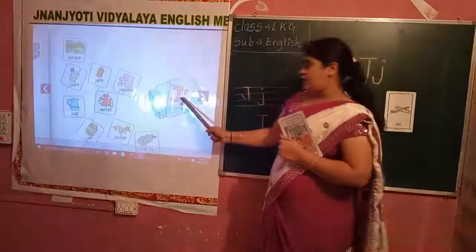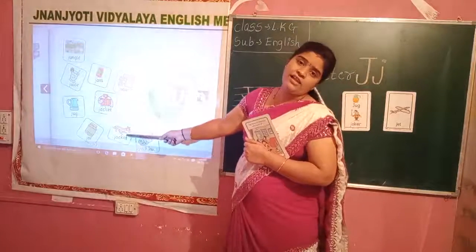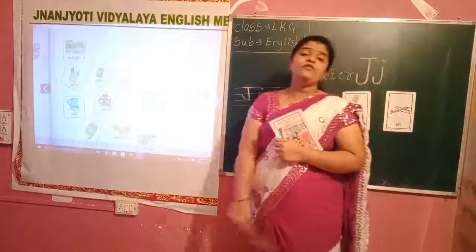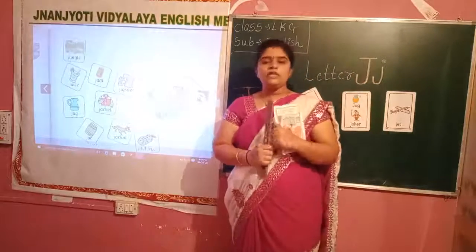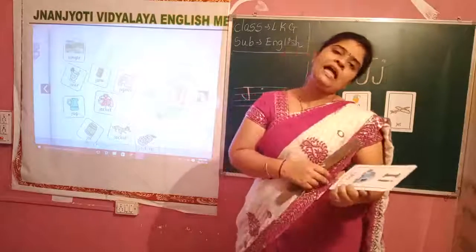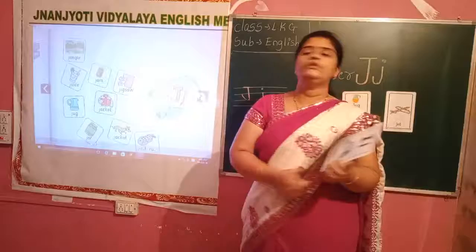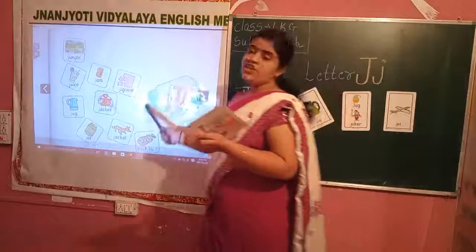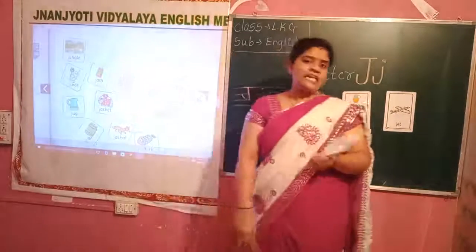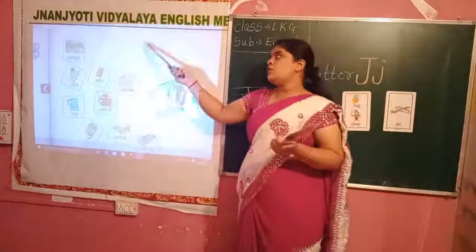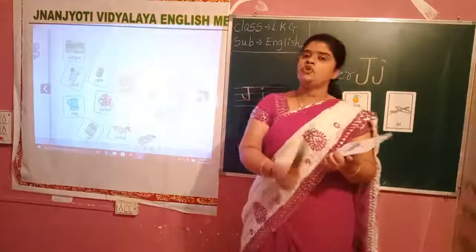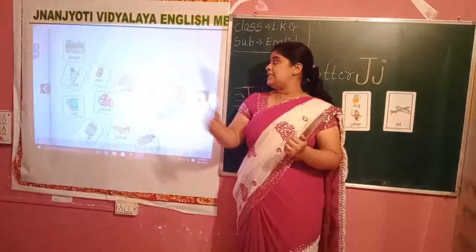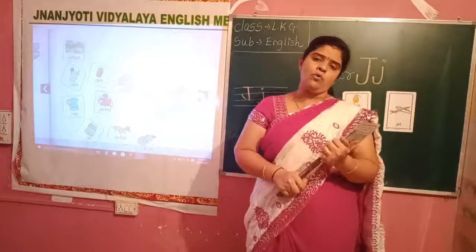J for jerk. J for jackal. J for jackfruit. Jackfruit means halasina hannu. Don't you all eat jackfruit? J for jackfruit. J for jack. Yes, children? Yes. In your textbook, they have given these words to you. What do you have to do? You also read these words five times at home.